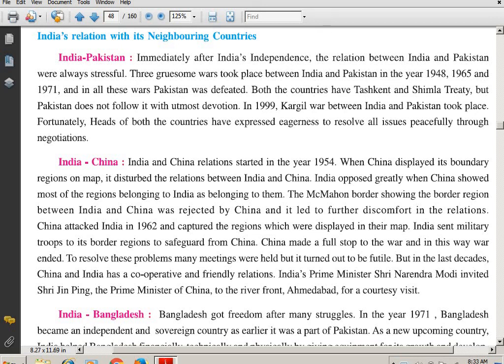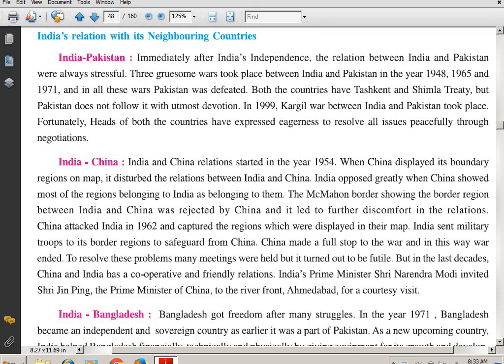Today we are going to conclude this chapter, and the question that I am going to teach you is about India's relation with its neighboring countries, which is very important and is asked for 4 marks in the exam. Therefore, please pay attention and remember the points that we are going to study today.